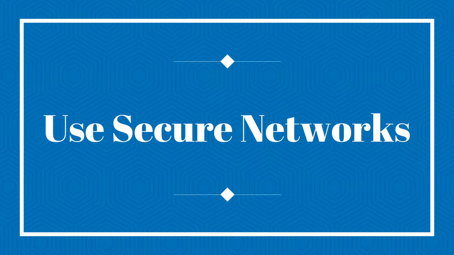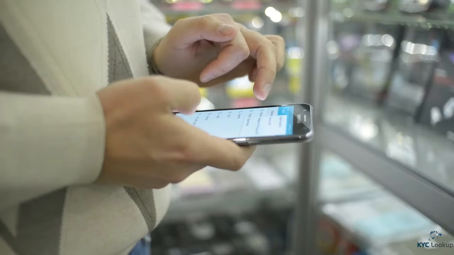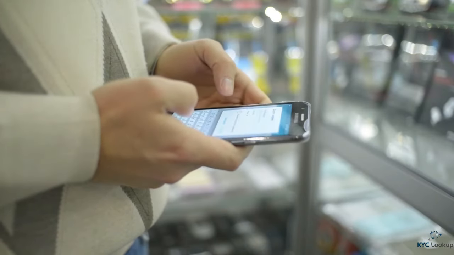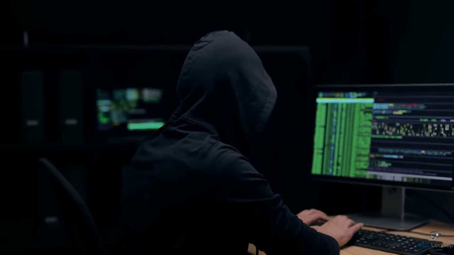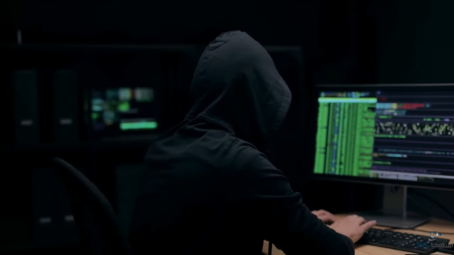Use secure networks. Only access your digital asset accounts and wallets on secure and trusted networks. Avoid using public Wi-Fi or unsecured networks, as they can be vulnerable to hackers intercepting your data.